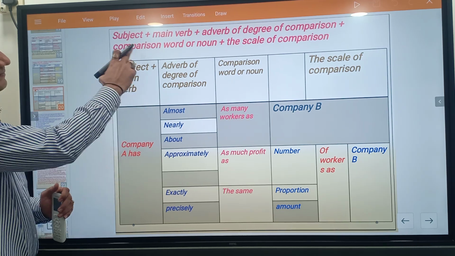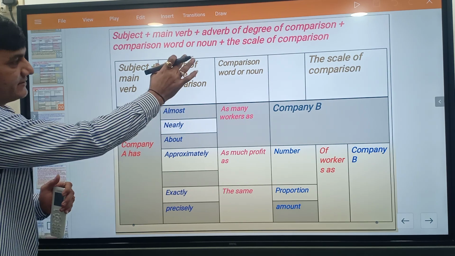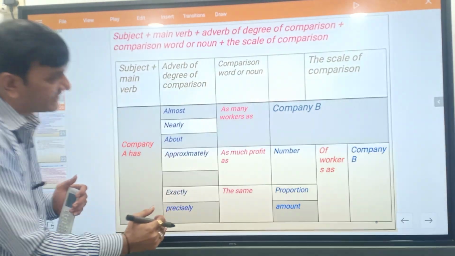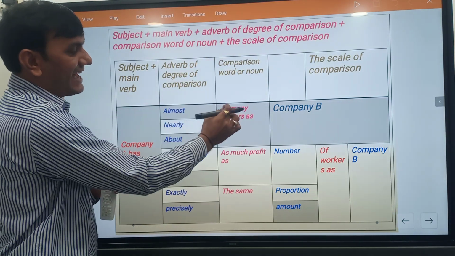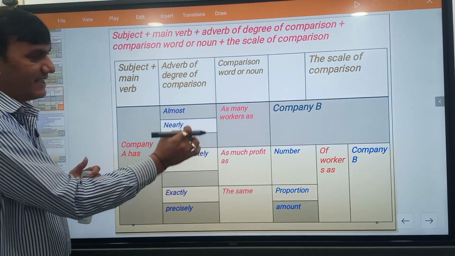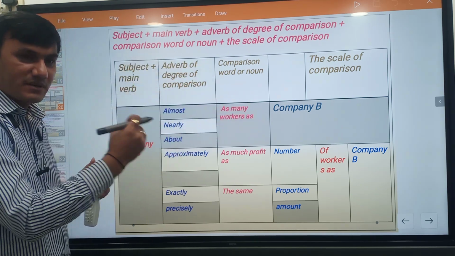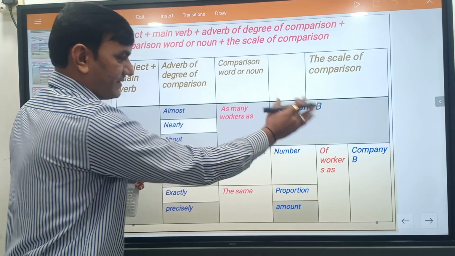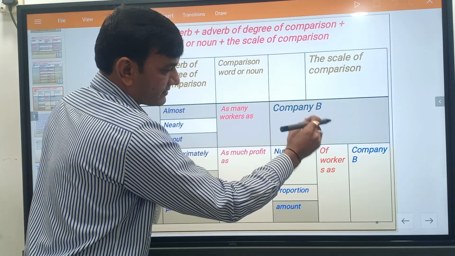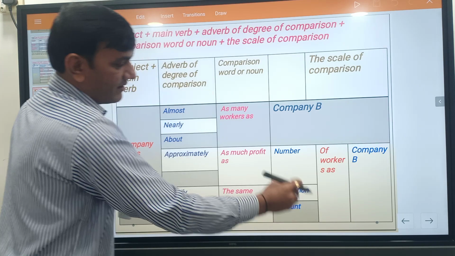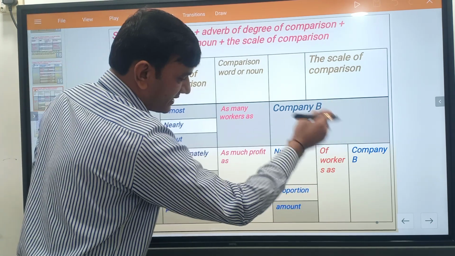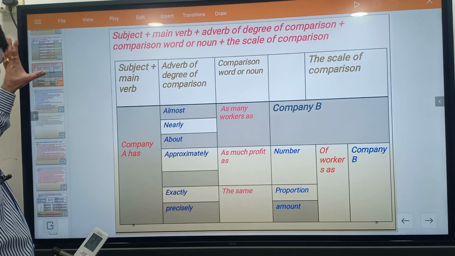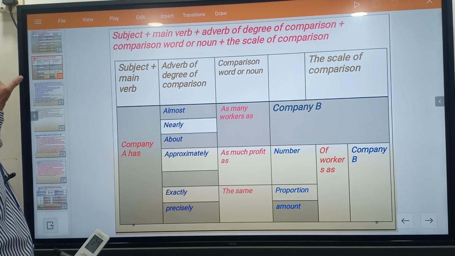First, subject plus main verb: company has. Then adverb of degree of comparison: almost, nearly, about, approximately, exactly, precisely. Then comparison word: as many workers as, as much profit as, the same. Then company B: number of workers as company B, proportion of workers as company B, amount of workers as company B. So this is how you can use this template. Okay. So did you understand? I think you must have understood. Okay.